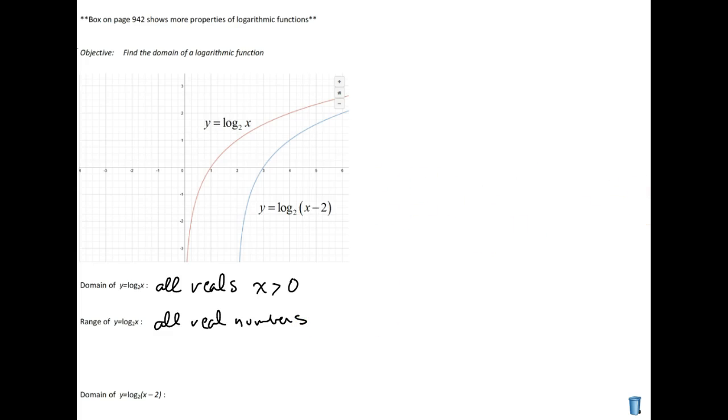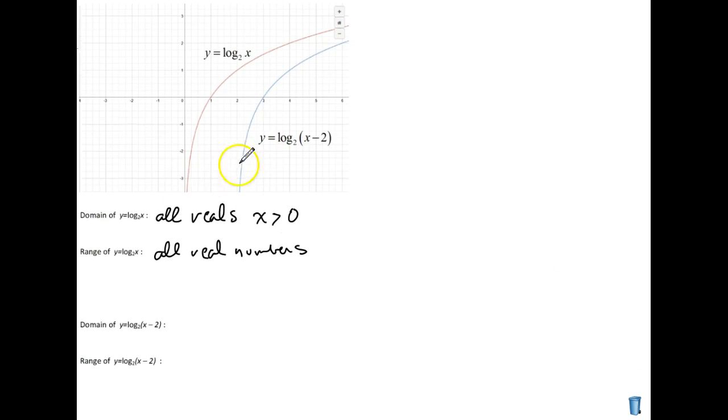Okay. Now this blue logarithmic function, I have shifted over 2 units. And so it looks just like the red one, only it's shifted to the right 2 units. So when you say, what is the domain here of the blue one? Well, instead of being all reals x greater than 0, we're going to say all reals x greater than 2. Okay. And then our range, again, it gets very small as we go this direction, and it gets very large as we go this way. So we're going to say all real numbers for our range on the second function.